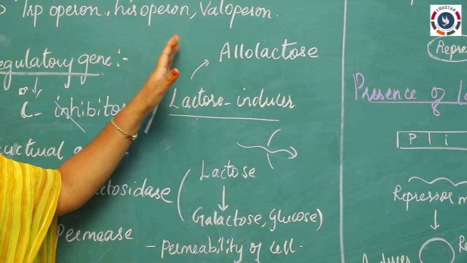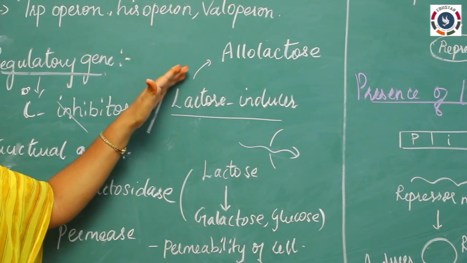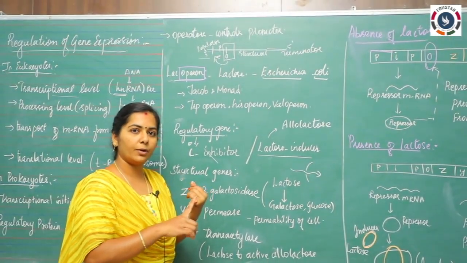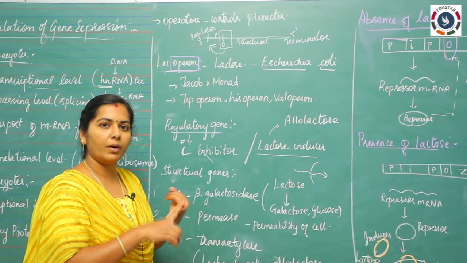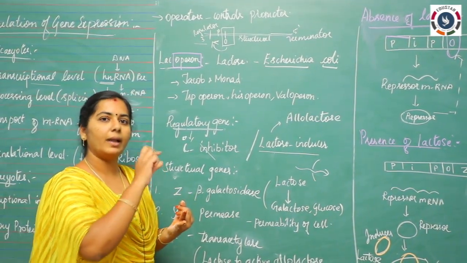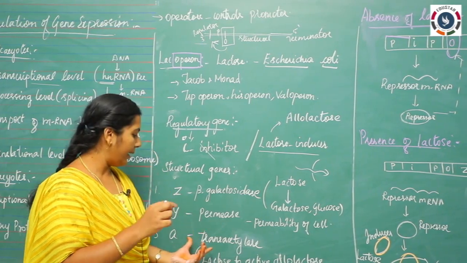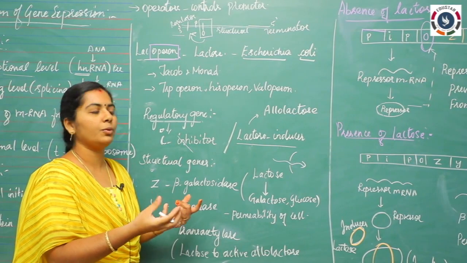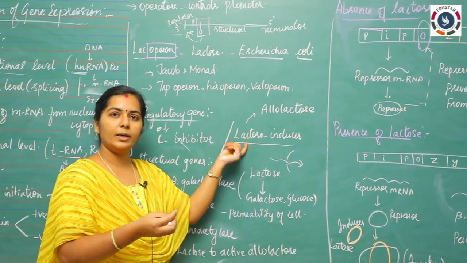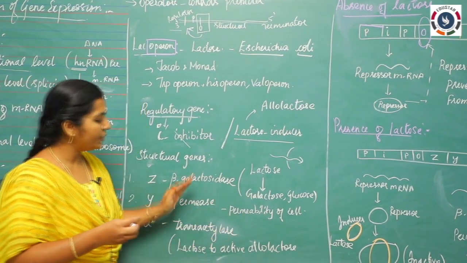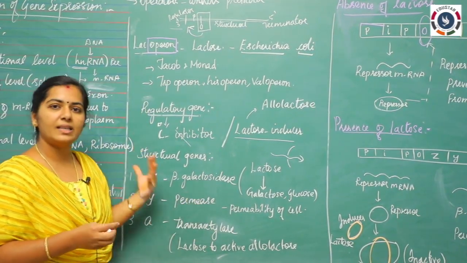This is the function of trans-acetylase enzyme. So the Z gene is for converting lactose into glucose and galactose, and the Y gene codes for the permease enzyme, which will permit the entry of lactose into the cell. Trans-acetylase is an enzyme which will add an acetyl group to the lactose and convert it into allolactose. So these are all the enzymes which are present previously in the cell itself.